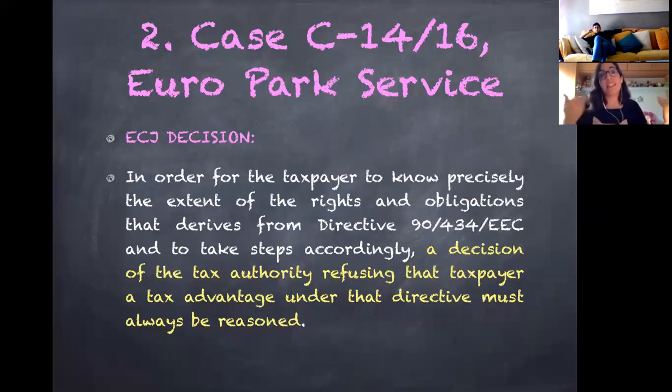Finally, once these are the facts of the case, the ECJ decision was the following. In order for the taxpayer to know the extent of the rights and obligations that derive from the merger directive, a decision of the tax authority, in this case the French tax authority, refusing that taxpayer a tax advantage under that directive must always be reasoned. So in the opinion of the ECJ, if one national authority refuses the application of the merger directive, it should be motivated or reasoned.